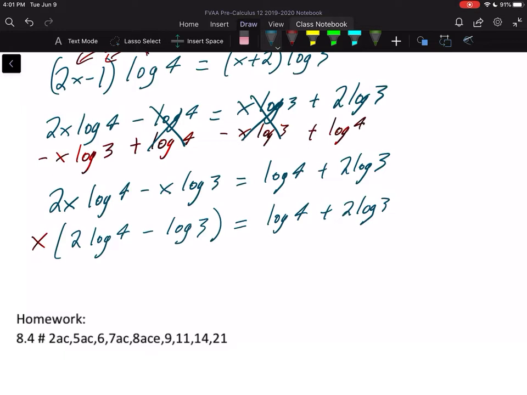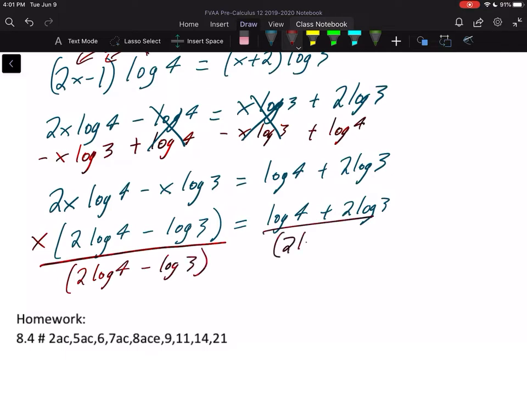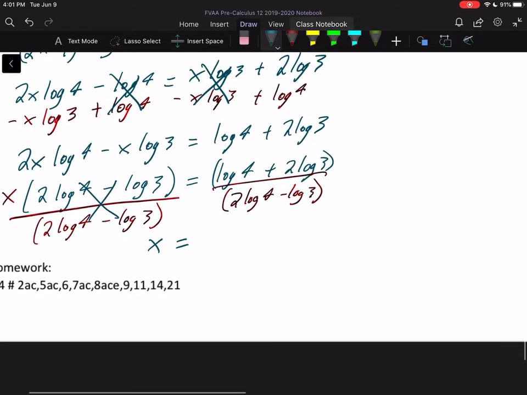And now notice here that I can divide both sides. I have x isolated here. I've been able to isolate the x variable just in that red x on the far left. That means if I divide both sides by this bracket of 2 log 4 minus log 3, I'm going to get an answer that is equal to x, right? So now all I have to do is plug this into my calculator and I get my answer.